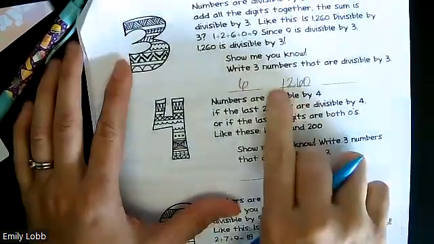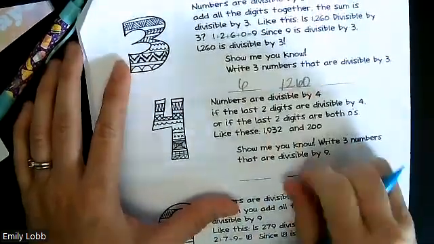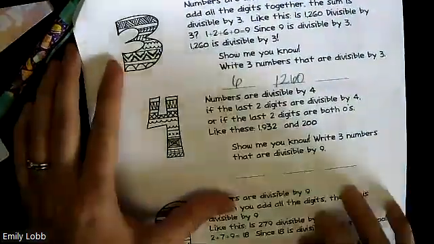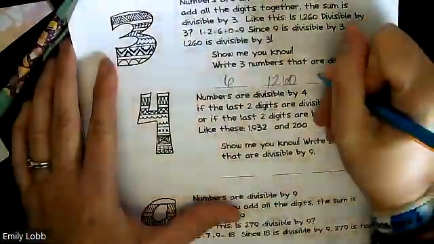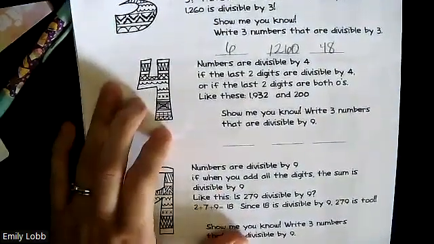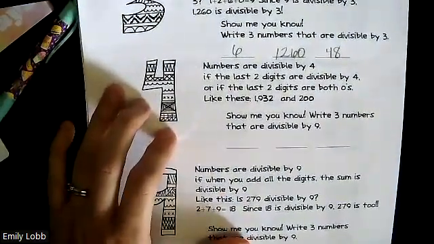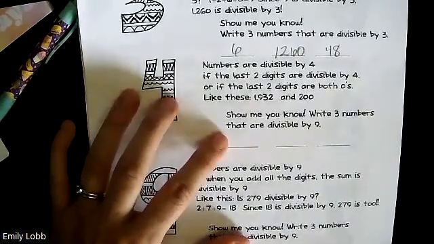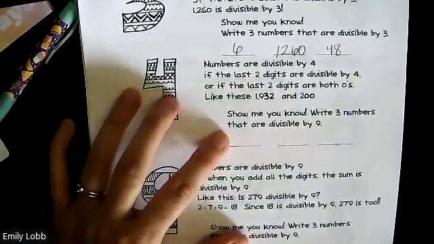1,260. Perfect. See, this is 3 plus 6 is 9. What else, Avery? 48. 4 plus 8 is 12. Well done. 1 plus 2 is 3. All right. Numbers divisible by 4. Remember, the last 2 digits have to be divisible by 4. What'd you say, Amani?